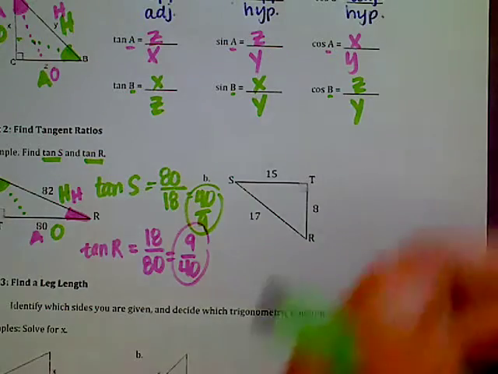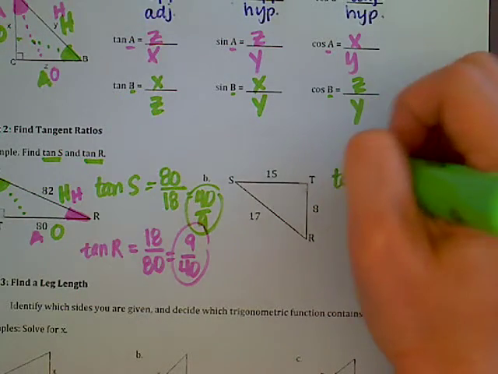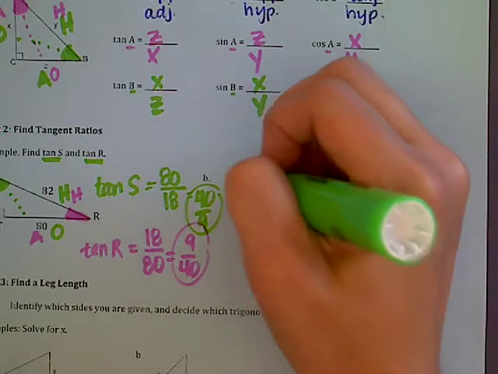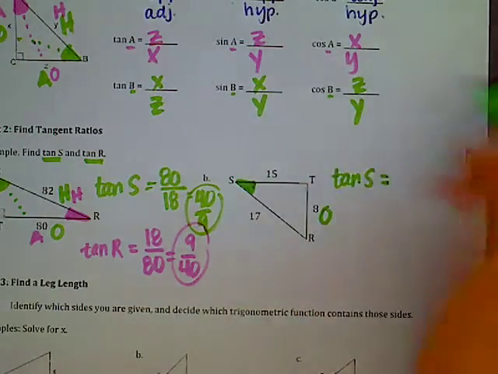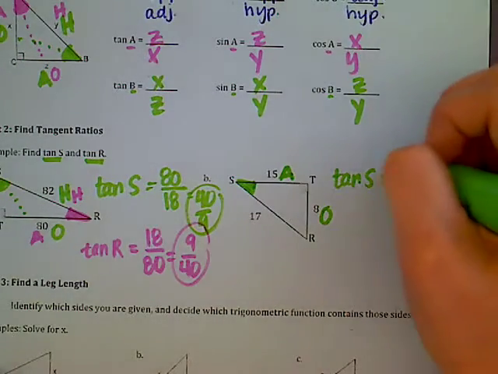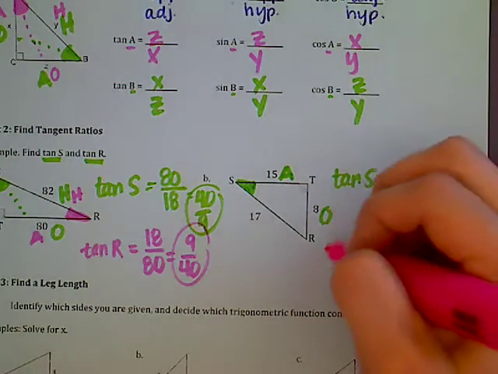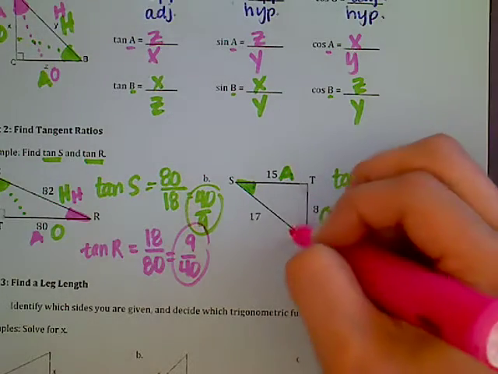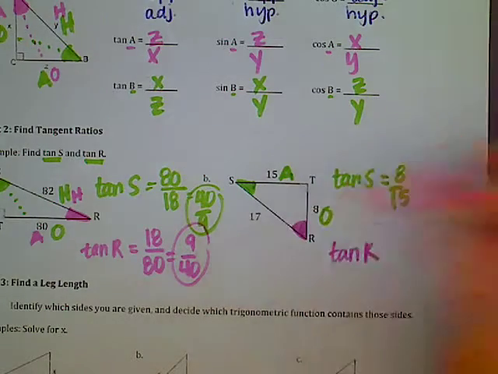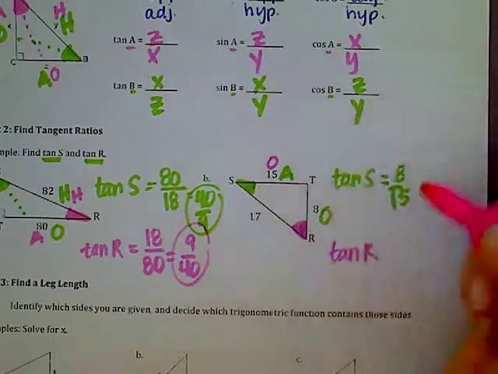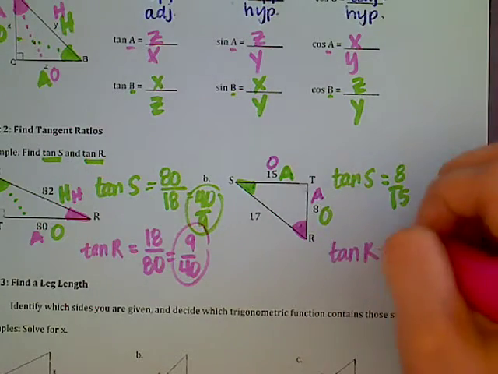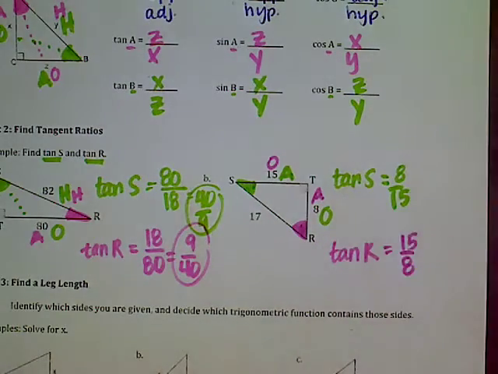So on this one, the tangent of S, here's my S, opposite is 8, adjacent is 15. So it would be 8 over 15. Tangent of R, so here's R, opposite would be 15, adjacent would be 8. So it's 15 over 8.